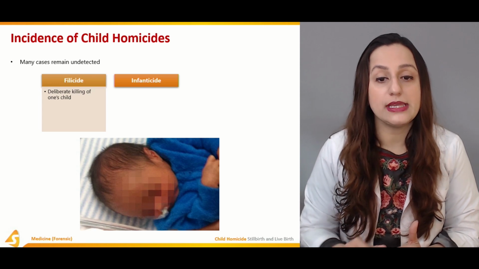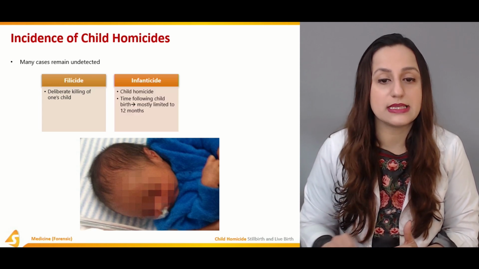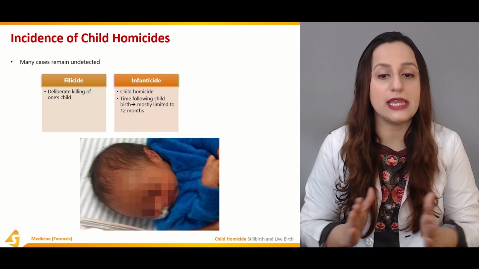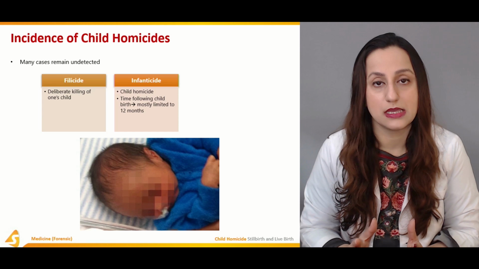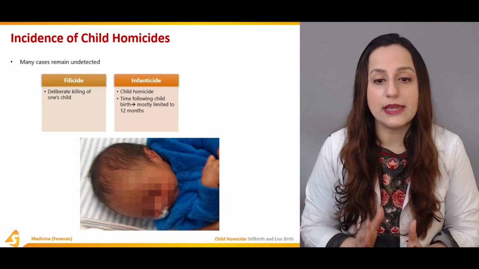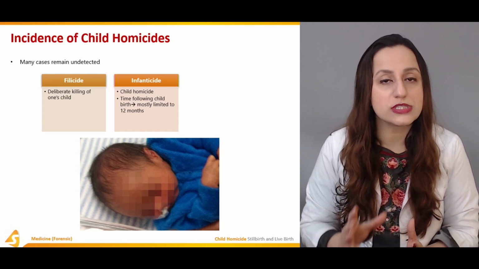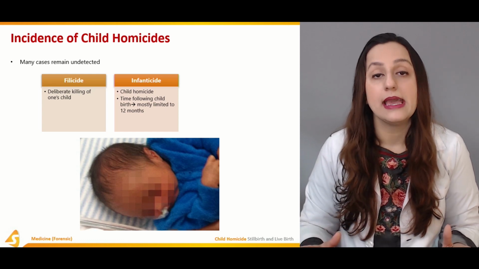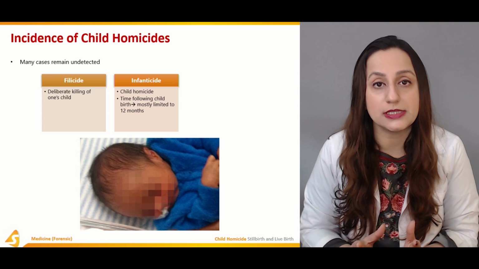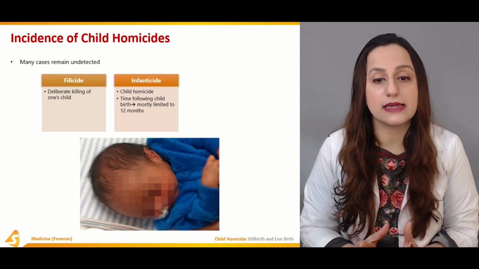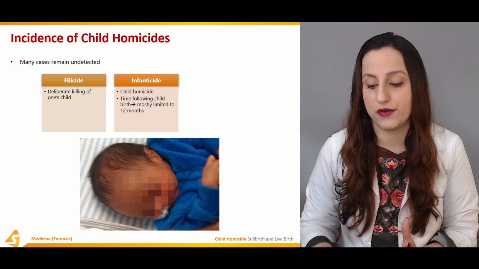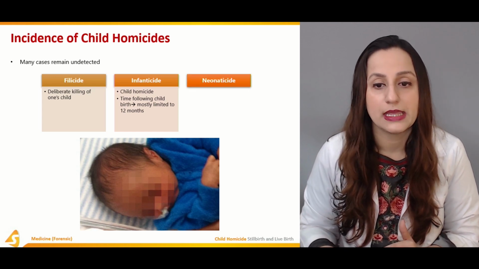Now, moving on to infanticide, it is the killing of a child, basically child homicide, and the age limit is 12 months or 1 year. From birth until 12 months is the infancy period, and any killing that occurs during this infancy period comes under the terminology of infanticide.